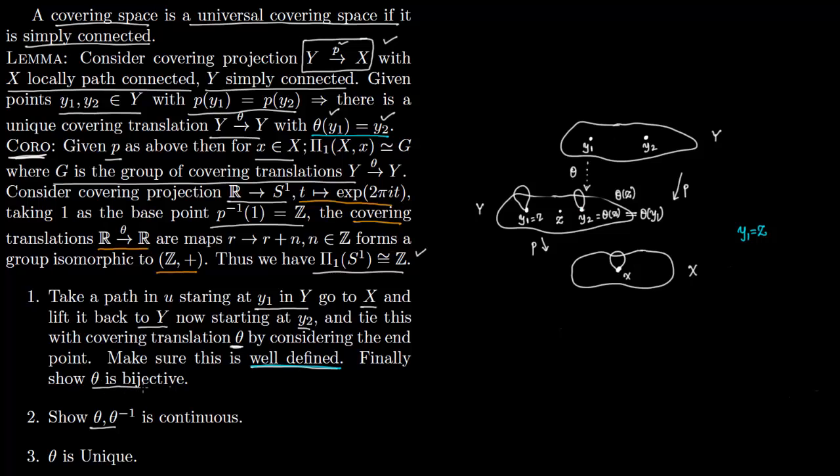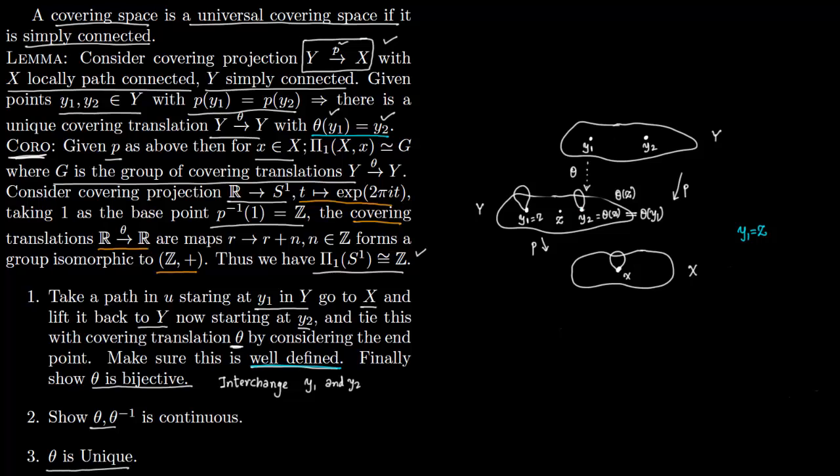Now we want to show that theta is bijective. This can be shown easily by interchanging y1 and y2. So if you interchange y1 and y2, you can do everything in the reverse order, and that will show theta is bijective. So instead of writing y1 here, you write y2 here, and instead of y2, y1. Change everything. That will show theta is bijective.